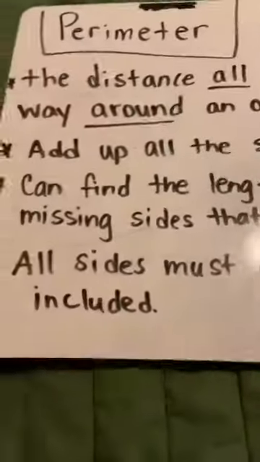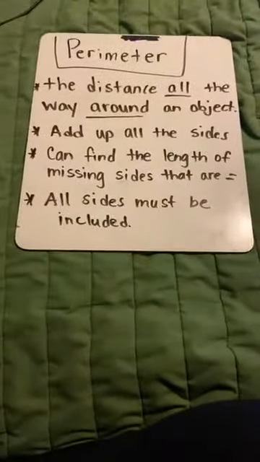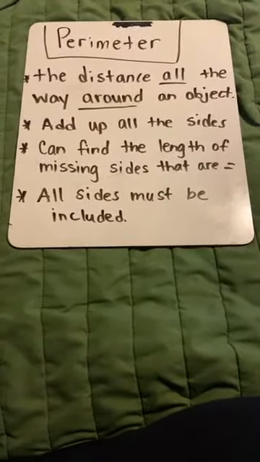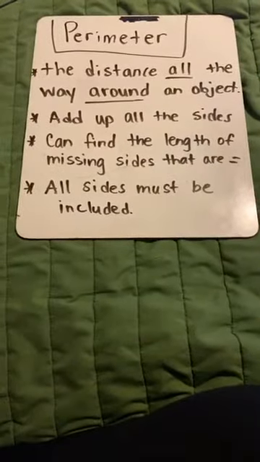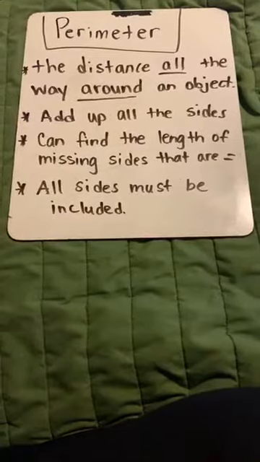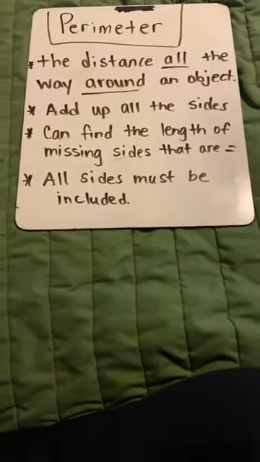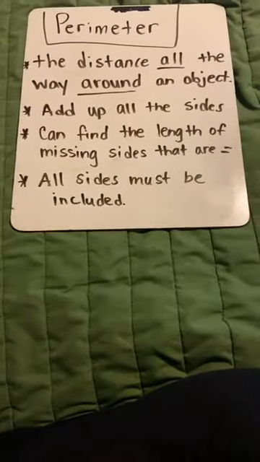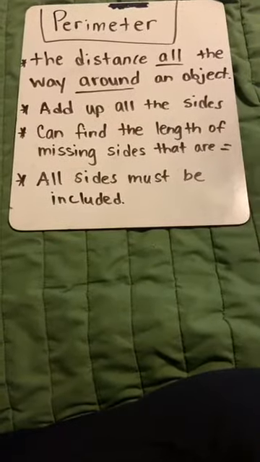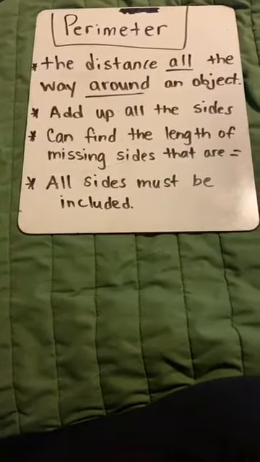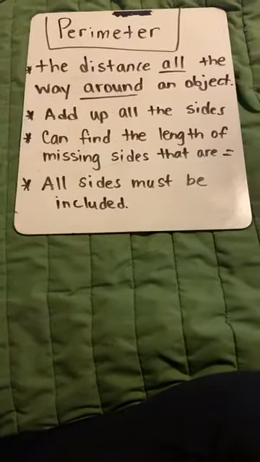All right, friends. Perimeter is the distance all the way around an object. So all the way around it. How much does it measure? To find perimeter, we add up all of the sides, all of them. And we can find the length of missing sides that are equal if we don't have it. And remember that all sides must be included. You have to add them all up.